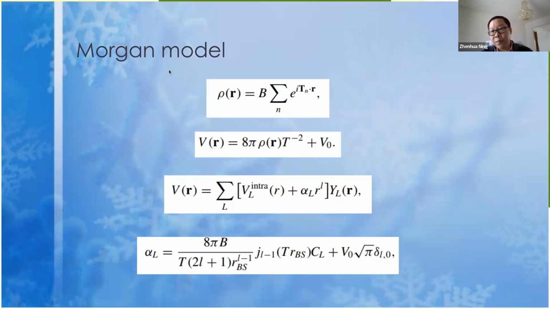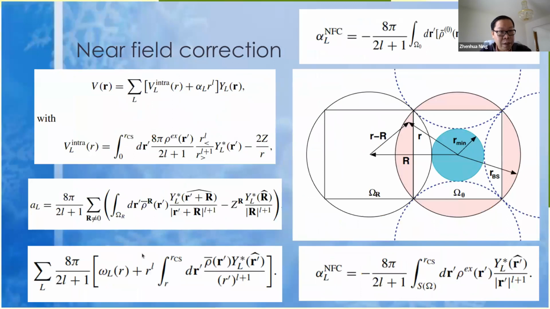Let's check the Morgan density. The Morgan model is a virtual system which has only electronic charge density. It is given by this equation. Here, Tm are the shortest reciprocal lattice vectors. The Coulomb potential is given by this equation. If we expand this equation and write it in this form, we can get the analytic coefficient alpha L. This is the counterpart to the AL plus alpha L NFC.